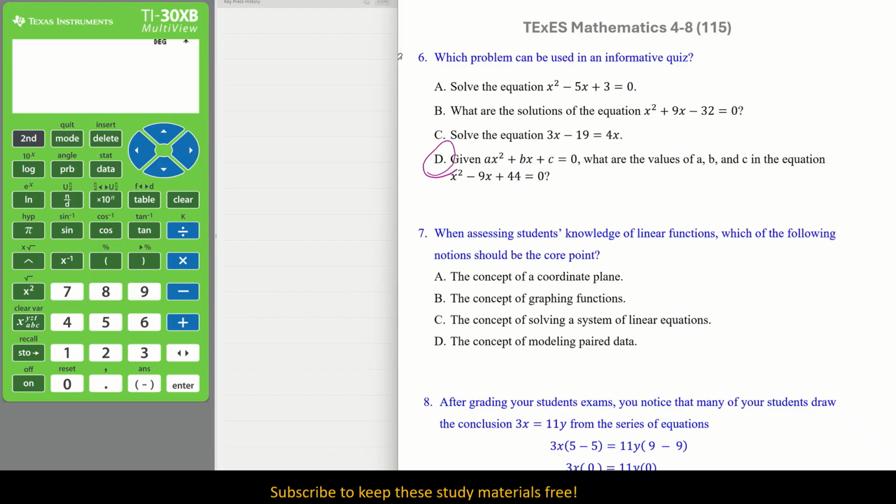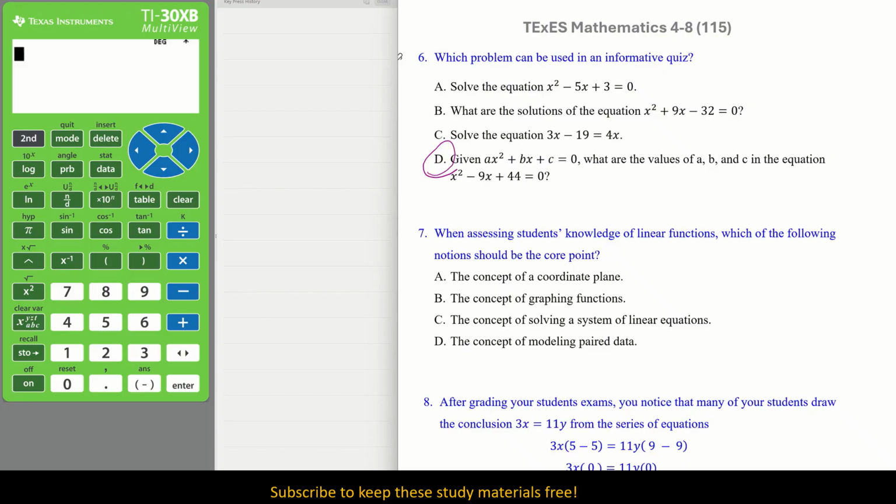So they're going to identify A is 1, B is -9, and C is the constant, which is positive 44. That is an informative quiz. Unlike the others, which would not be informative. That would be more of a summative because it's asking for you to solve.